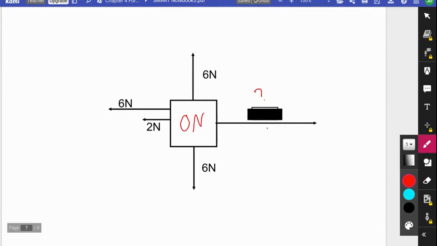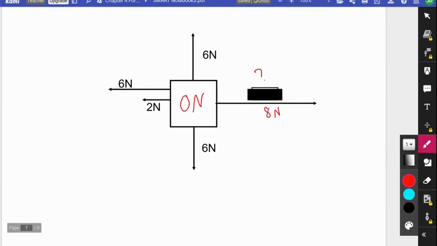So the question might be, what is the force to the right? So again, we have 6 newtons up, 6 newtons down. We have 8 newtons to the left. By doing that, we know that would be 8 newtons to the right. That would be another good example of a net force type of problem.